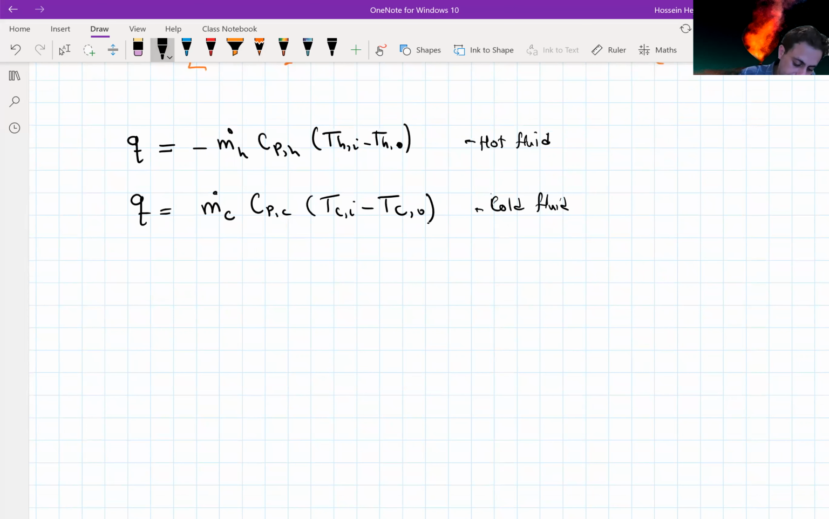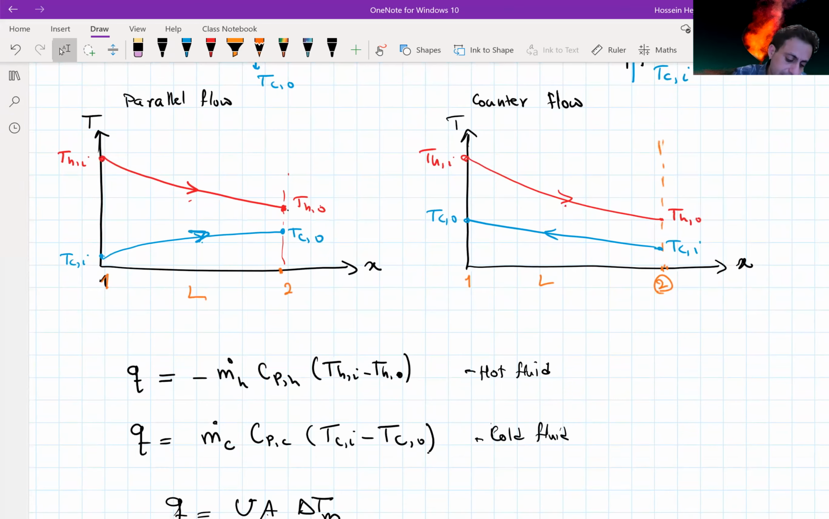So I can write Q based on the overall heat transfer coefficient, a surface area that's providing, and some average temperature difference. I'm talking about average temperature difference because the delta T, so this is, let's say, delta T1, or at the outlet, if I call that one delta T2, this delta T keeps changing from one location to another. And we are looking to find out what would be this average delta T that's happening here.